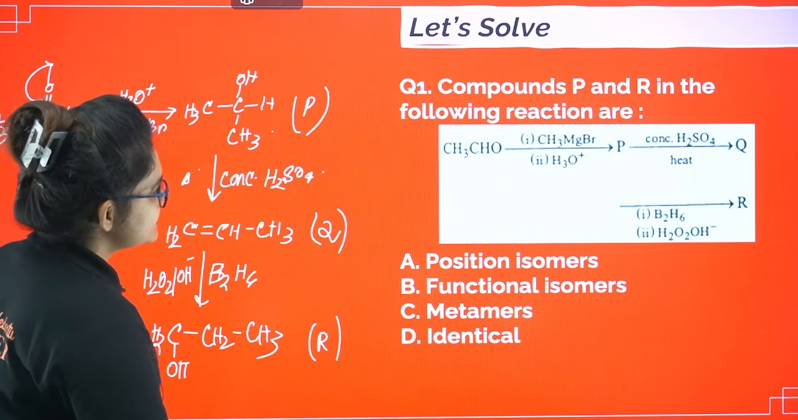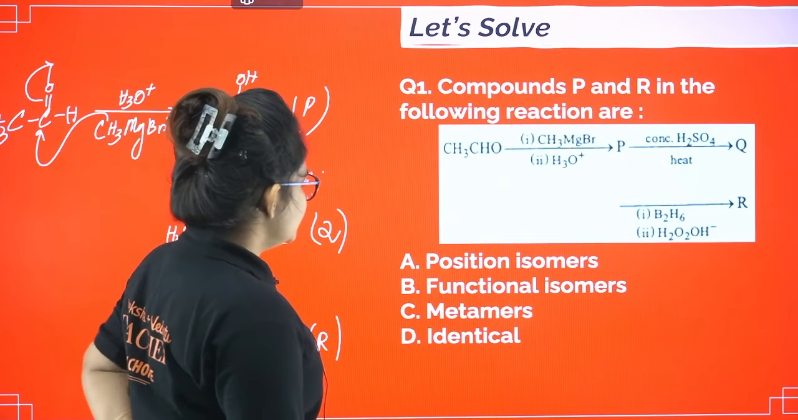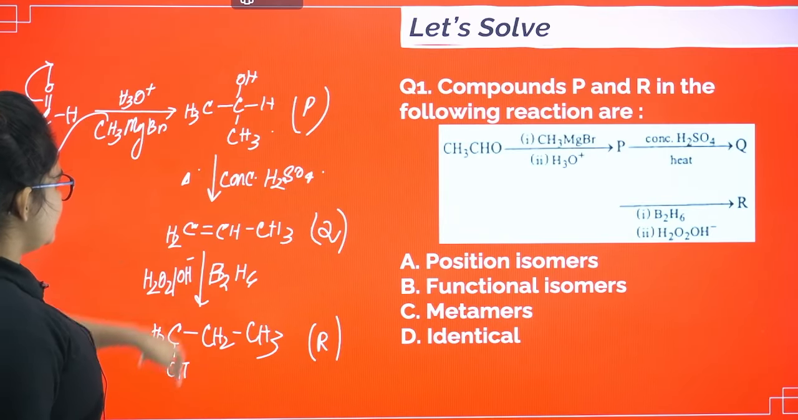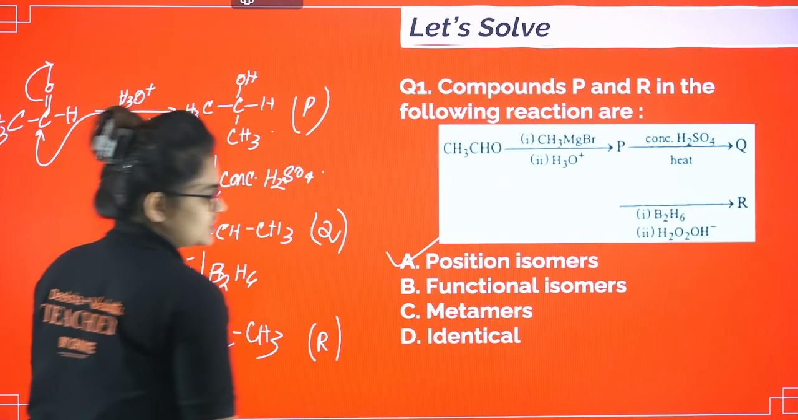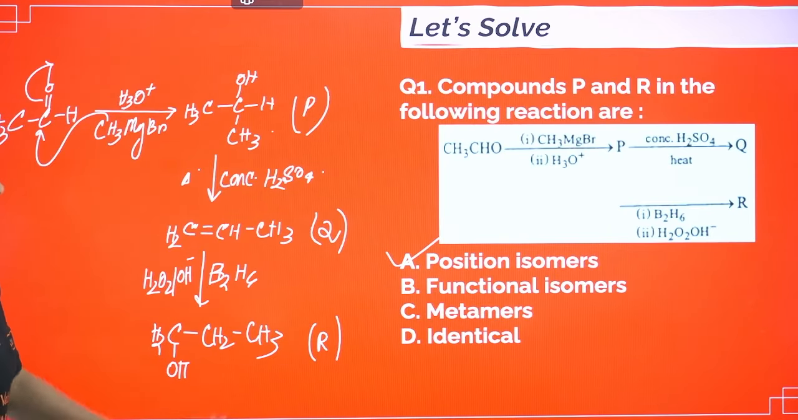They are asking what is the relation between P and R, right? So P and R, you can see both of them are having an OH group, but the position is different, so they are basically position isomers. I guess it's clear to you.